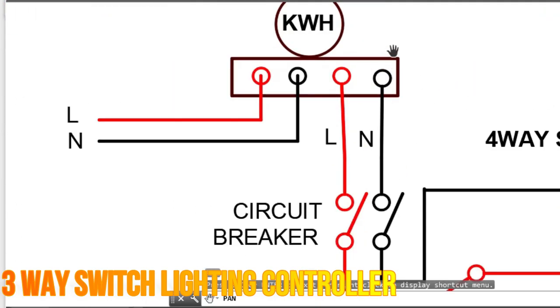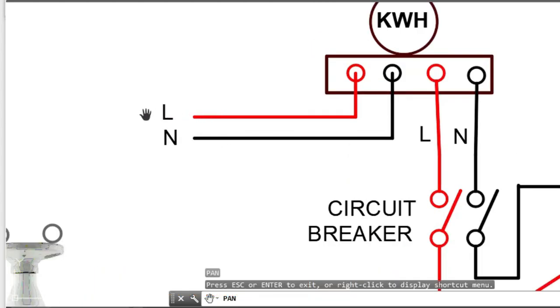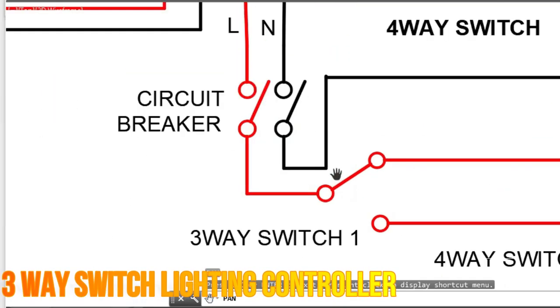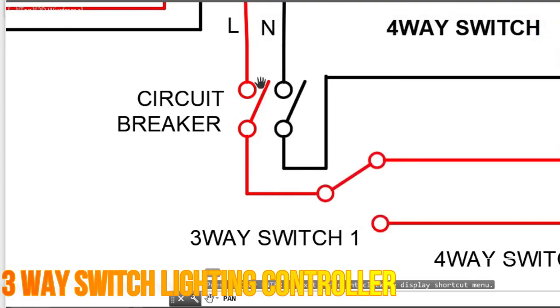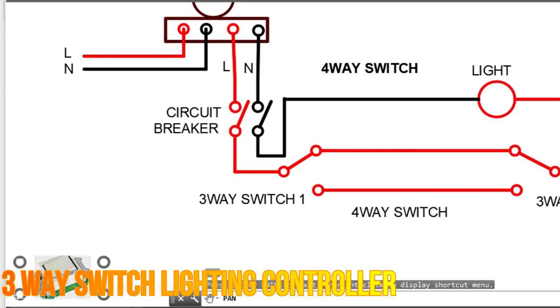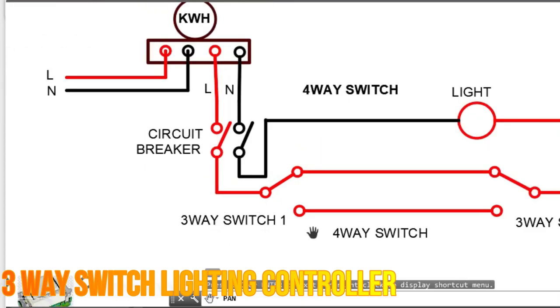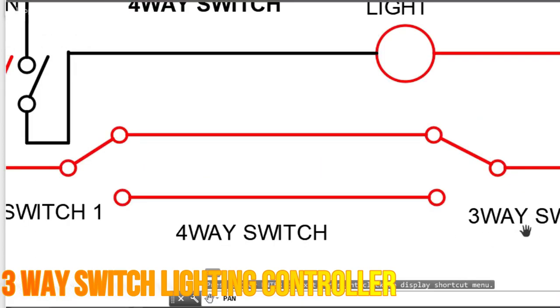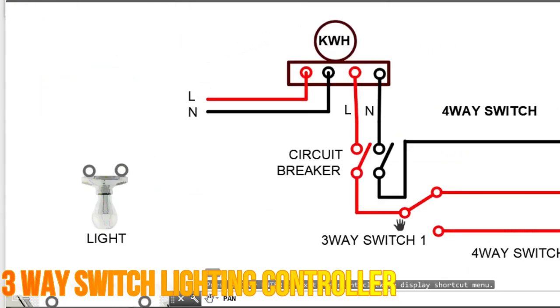As I said, the wiring from the service entrance from the transmission line is going to our kilowatt hour meter, and then the load side is going to the circuit breaker. From the circuit breaker, the wiring is distributed to the three-way switches. In this circuit we have two three-way switches: three-way switch one, here, and three-way switch two, and this is our light. This is the complete wiring diagram of the three-way switch.